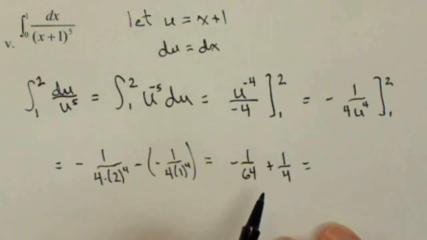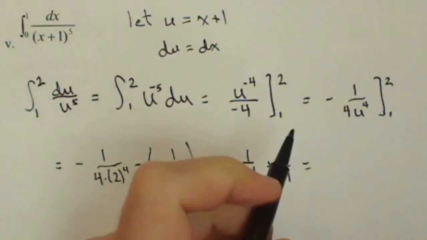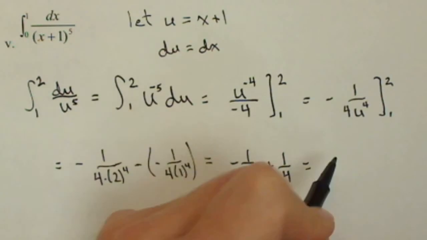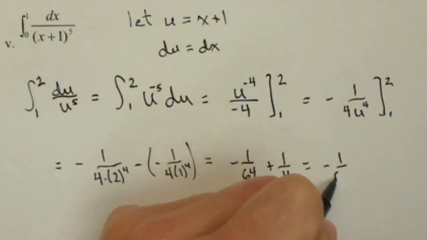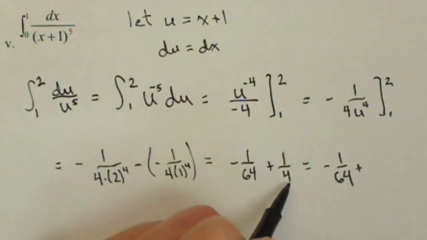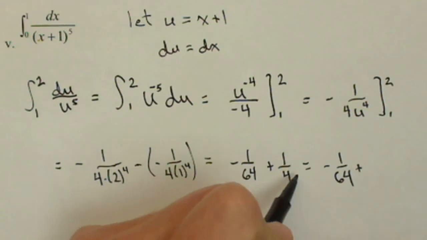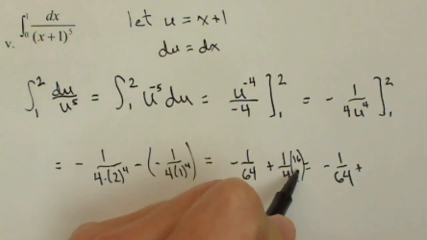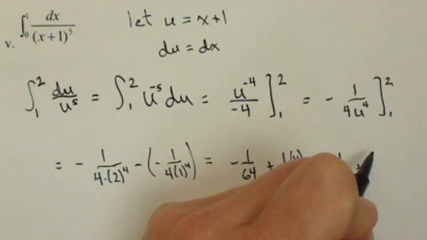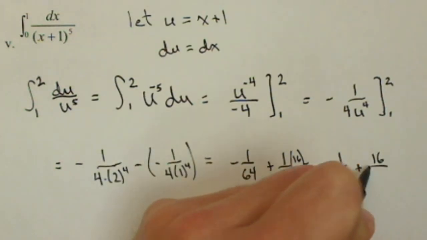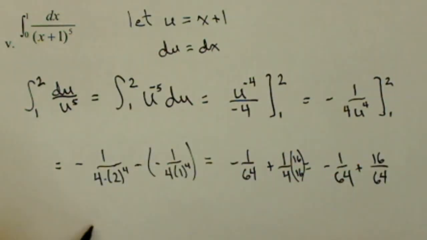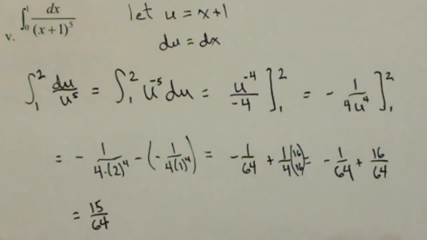Now let's simplify this fraction a little bit. We have negative 1 over 64. Got to give these a common denominator of 64, so multiply this guy by 16 over 16. And we get 16 over 64. So our simplified answer, and we want the exact answer, is 15 over 64.